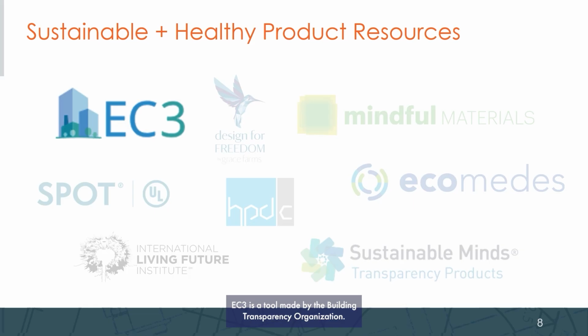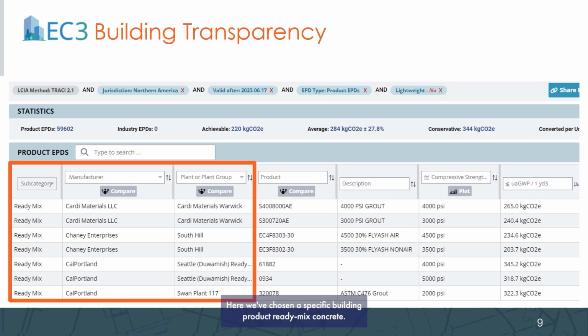EC3 is a tool made by the Building Transparency Organization. It's an online tool, free currently, and one of the important tools to aid research in materials. Here we've chosen a specific building product, ready-mix concrete. The tool allows you to select material type, region, which is important, and performance criteria. It's going to pull up all the ready-mix concrete products from different manufacturers at different plants that have embodied carbon data available in your area.